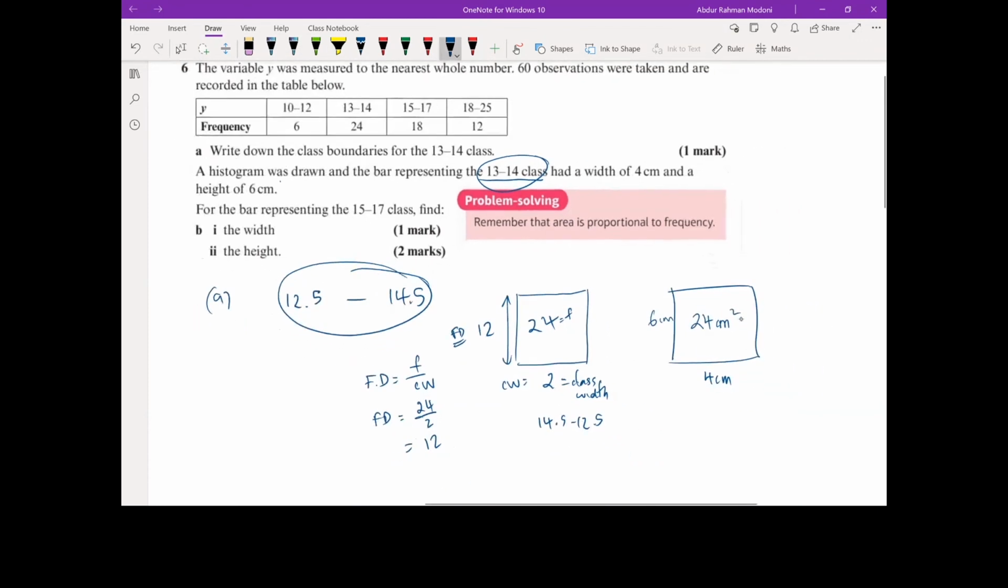So the area of the actual bar is 24. It's proportional to the frequency. So in this case, it's actually quite a nice direct proportion here. Each centimeter squared represents one frequency. So it's quite a straightforward one, this one.